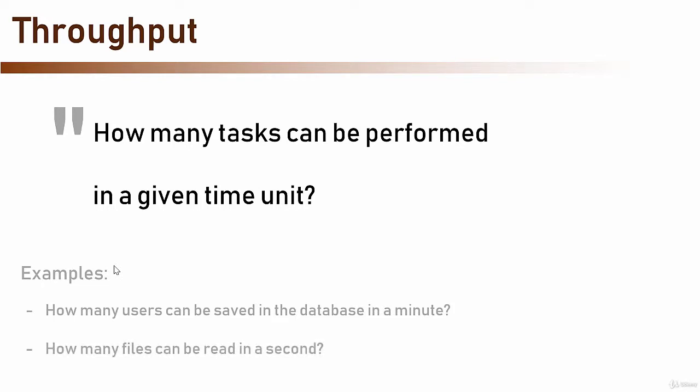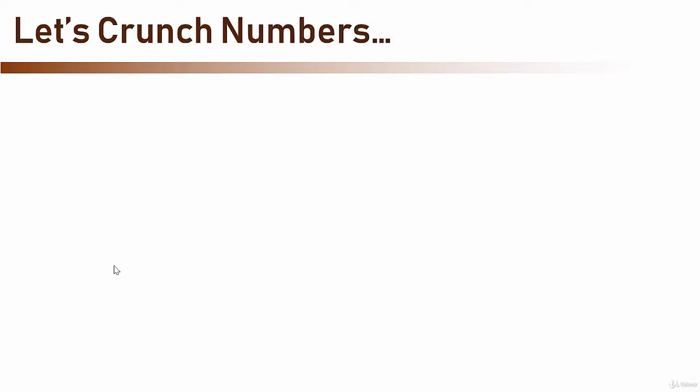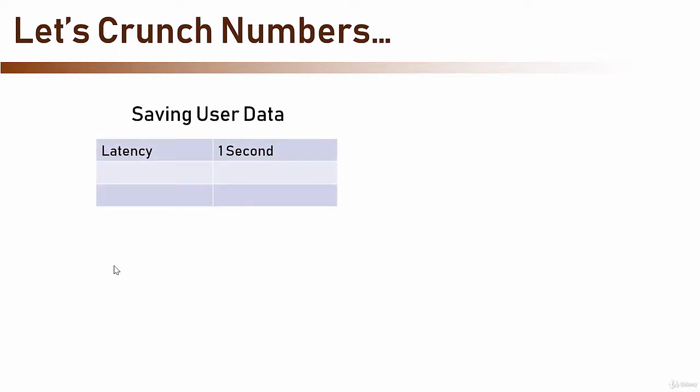Now let's look at some numbers so we can understand better the difference between latency and throughput. Let's say the latency of saving user data is 1 second. This is quite slow, but let's stay with it for the sake of the discussion. Now, what would be the throughput? Can we know how many users can be saved in 1 minute? The answer is a resounding no.